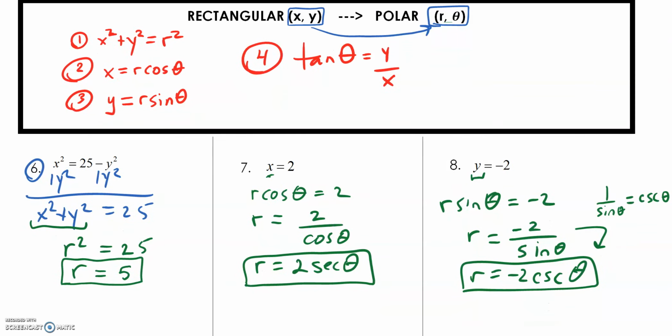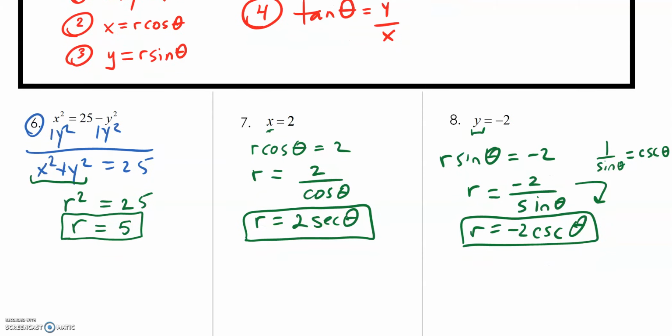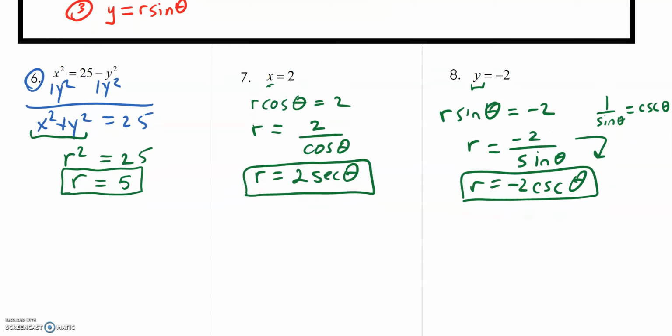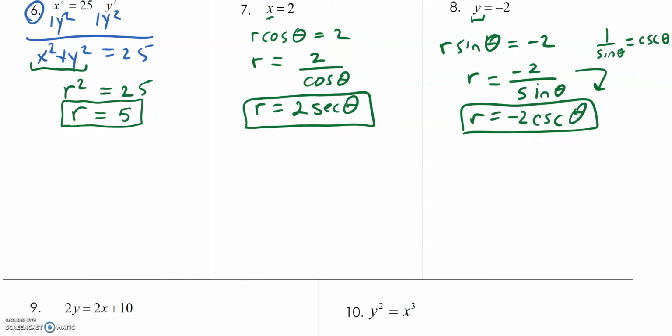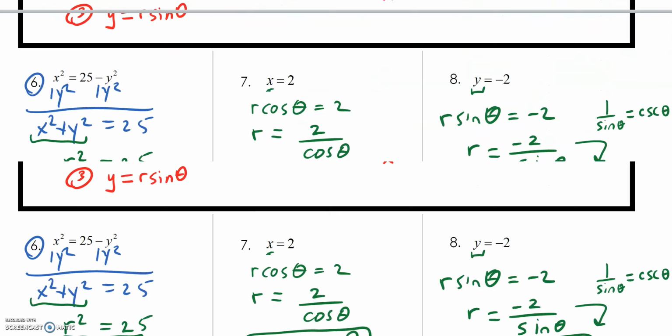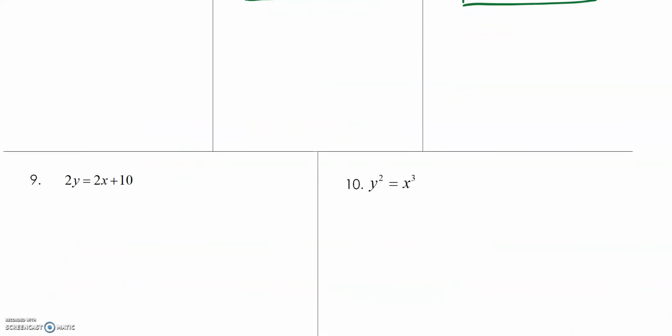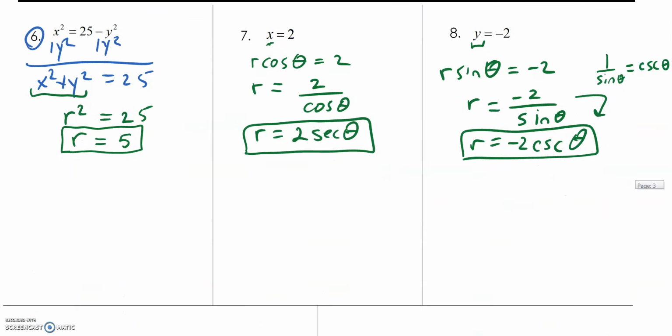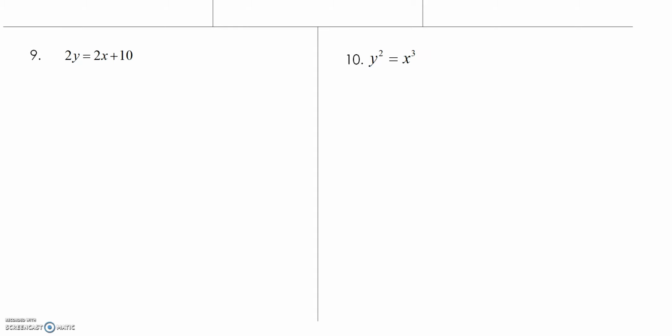And in number 9, let's see what we have in store for us. All right. So what I see in number 9 is a y and an x. I don't see an x squared, I don't see a y squared, so I'm not looking for number 1, where x squared plus y squared equals r squared. But I see a y and an x, and I know that I can directly substitute in for both of those. 2 times y would be r sine of theta, x would be r cosine of theta.